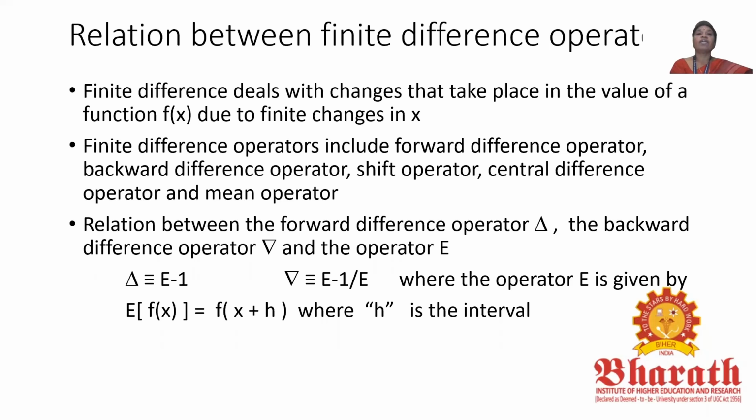So the forward difference operator is equivalent to E minus 1. This can be derived; you can refer to the derivation. Similarly, the backward difference operator inverted delta is equal to (E minus 1) by E. And as already discussed, E f(x) = f(x + h), where h is the interval which is given in the problem.